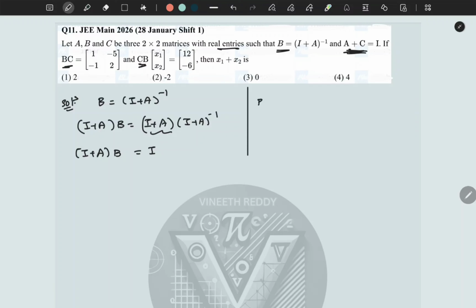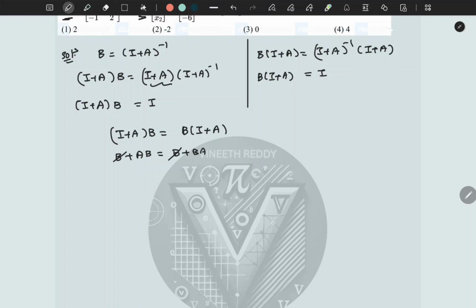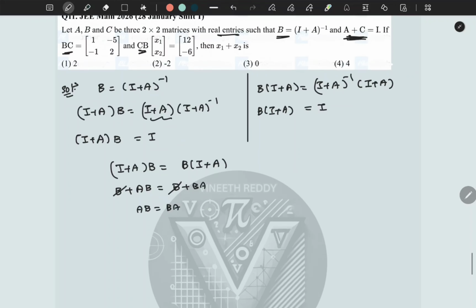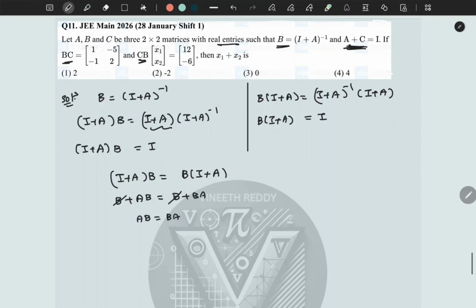So similarly, can we say B into (I plus A) should also be I, right? So what can I say? (I plus A) into B is equal to B into (I plus A), and that is equal to I, right? So I into B is B plus A into B is AB, B into I is B plus B into A is BA. So we said that AB is equal to BA, right? But we are not looking for a relation between A and B. I think we are looking for a relation between B and C, right?